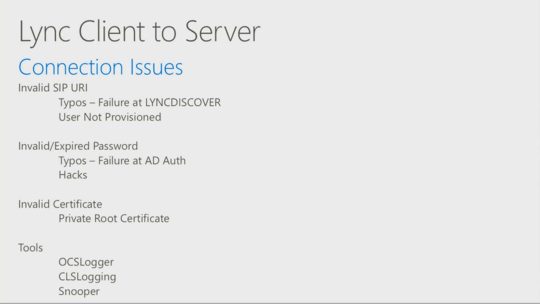And then invalid certificates. We would expect, recommend and hope that you're using an internal private CA for this rollout. If you are dealing with users that are not domain joined and you have an enterprise CA, they're not going to trust you natively. You're going to have to give them your root and or intermediate certs in order to log into Lync.